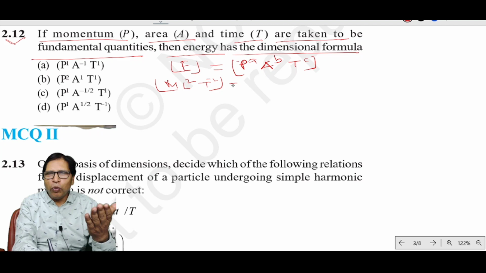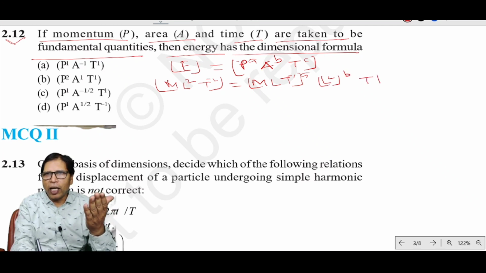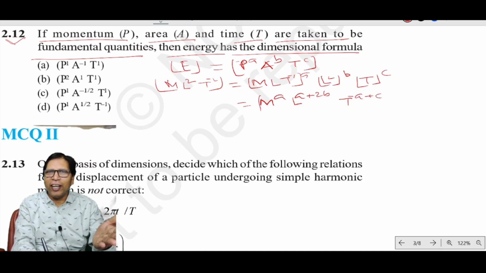No problem. Now look at the dimension of momentum. Momentum has dimension M L T minus 1, so this to the power a. Dimension of area is L square, so this to the power b. And dimension of time is T, to the power c. So here, this is M to the power a, L to the power a plus 2b, since it is L square into b, and T to the power minus a plus c. Okay. No problem.